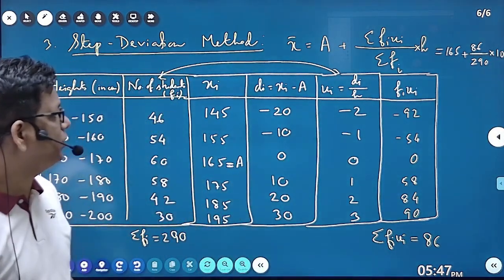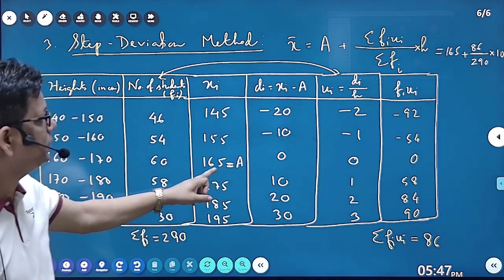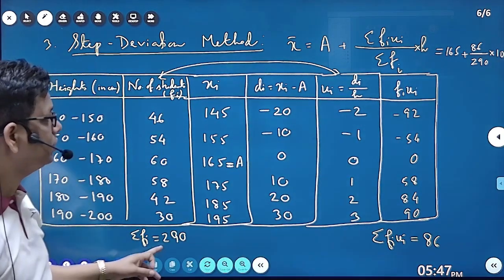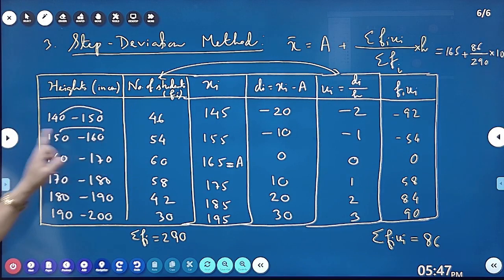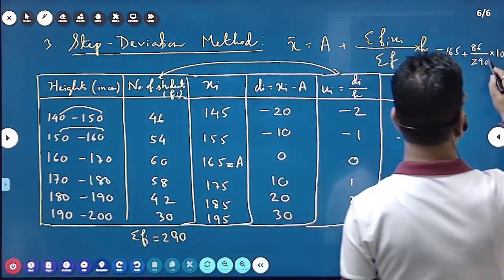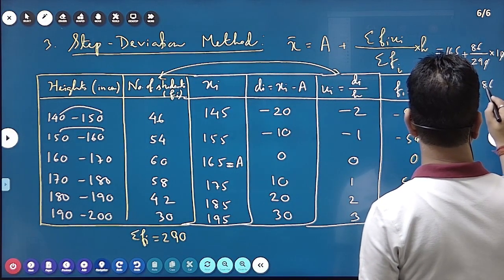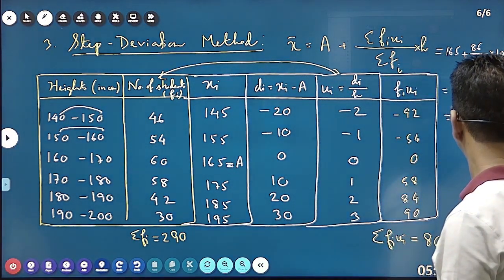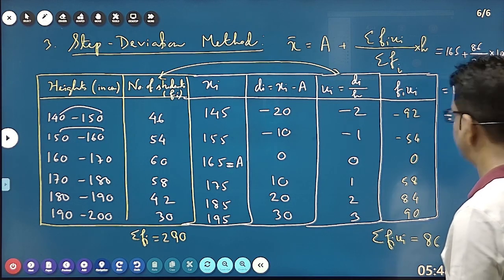Okay. So just put it. I repeat, because I have written in a little smaller handwriting. So A is 165, this one. Summation of fi ui is 86, numerator. Summation of fi 290, denominator. To be multiplied by h. H I already explained. All these class sizes, 160 minus 150, 170 minus 160, so all these are 10, and hence these zeros get cancelled. So we are left with 165 plus 86 by 29. You calculate it. How much? 167.96, and you must write the units, centimeter. Okay?